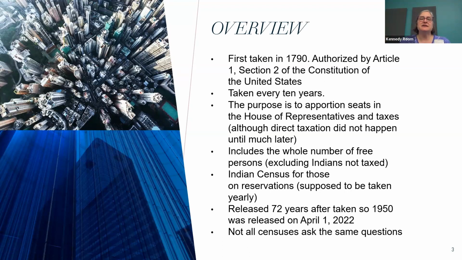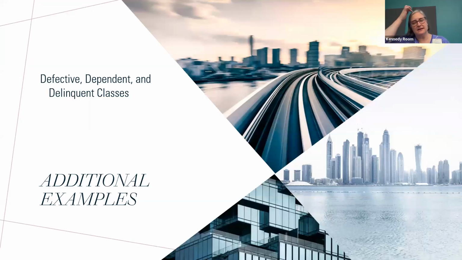There is a privacy restriction, and the census is released 72 years after it's taken. So 1950 was released on April 1st, 2022. And 1960 will be in 2032. Not all censuses ask the same questions, and that's something we're going to look at in more detail momentarily.